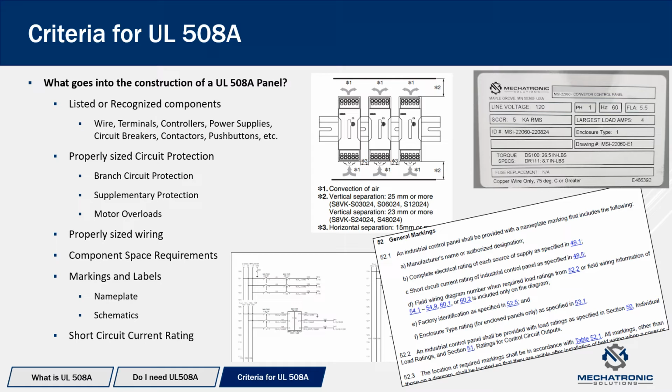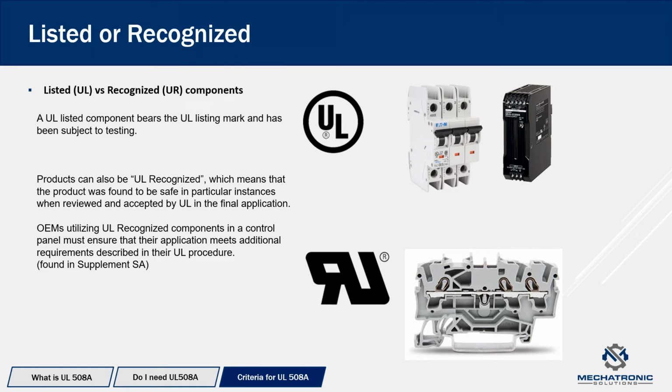Markings and labels. There are required markings, and there's even required placement for some of those markings. These include nameplates, warning labels, fuse and overload callouts, schematics. Kind of all of that encompasses all that documentation. And then you also have to have a short circuit current rating established for that assembly, which we'll get into in a minute also. First, though, we have listed versus recognized.